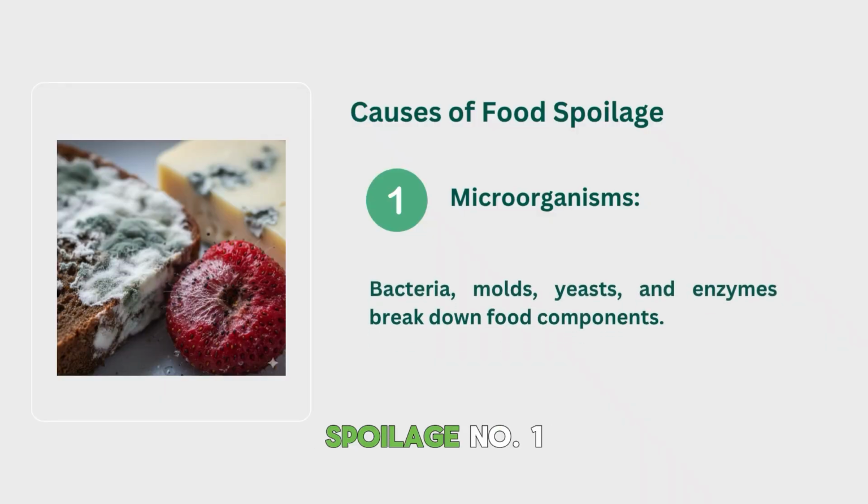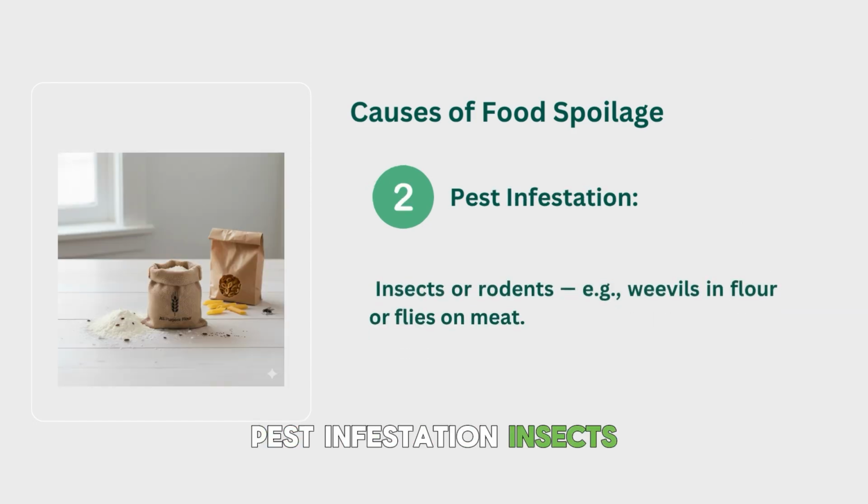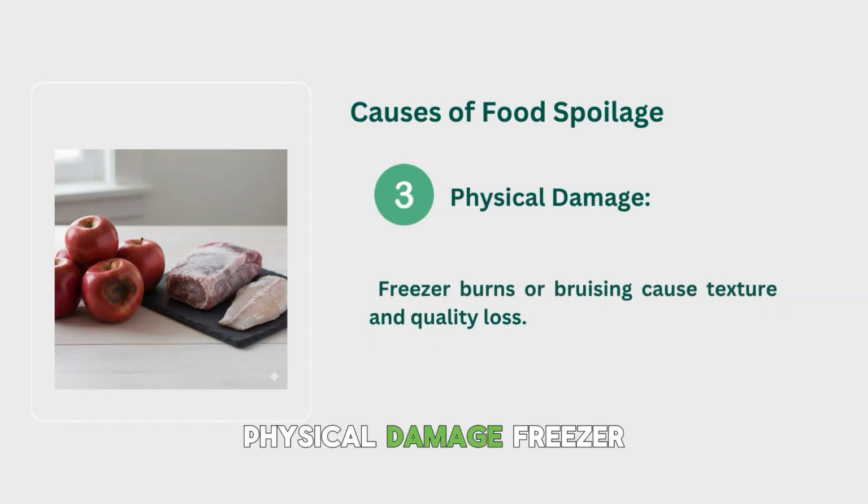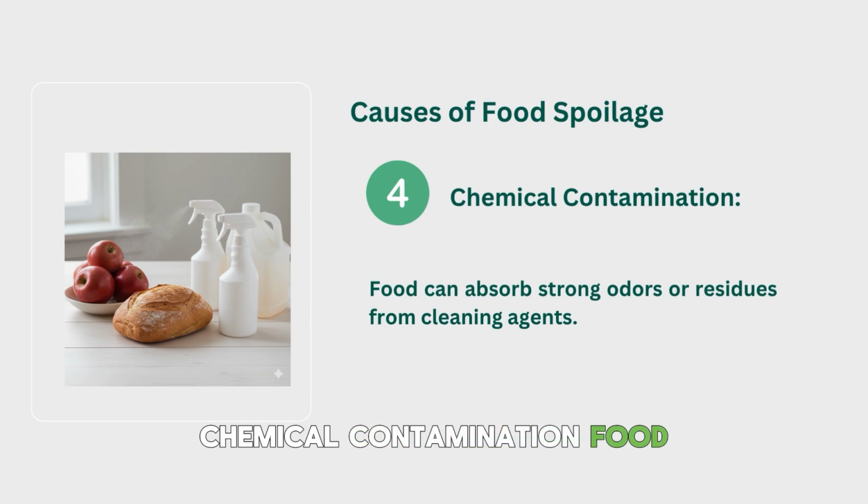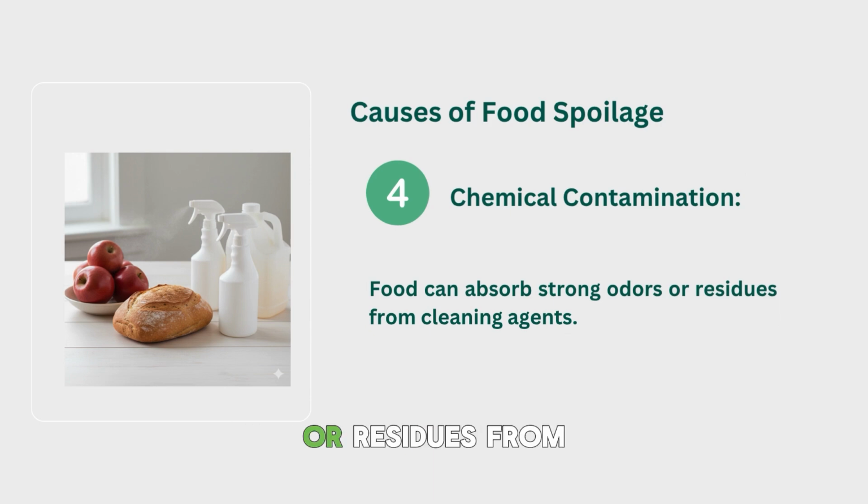Causes of food spoilage. Number 1, microorganisms. Bacteria, molds, yeasts, and enzymes break down food. Number 2, pest infestation, insects or rodents. Examples: weevils in flour or flies on meat. Number 3, physical damage. Freezer burns or bruising cause texture and quality loss. Number 4, chemical contamination. Food can absorb strong odors or residues from cleaning agents.